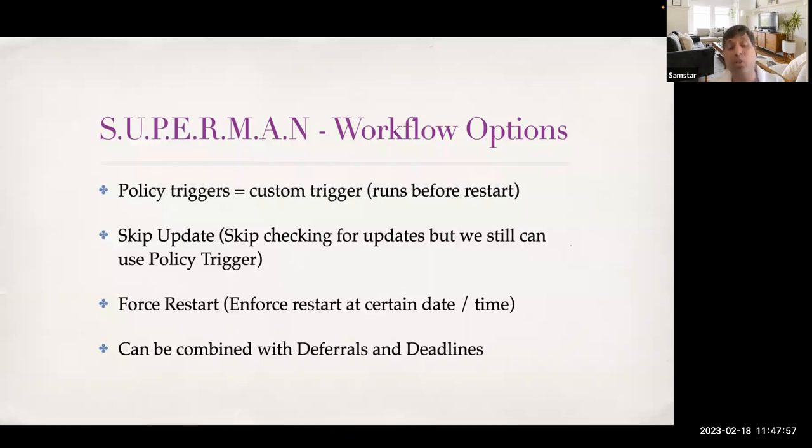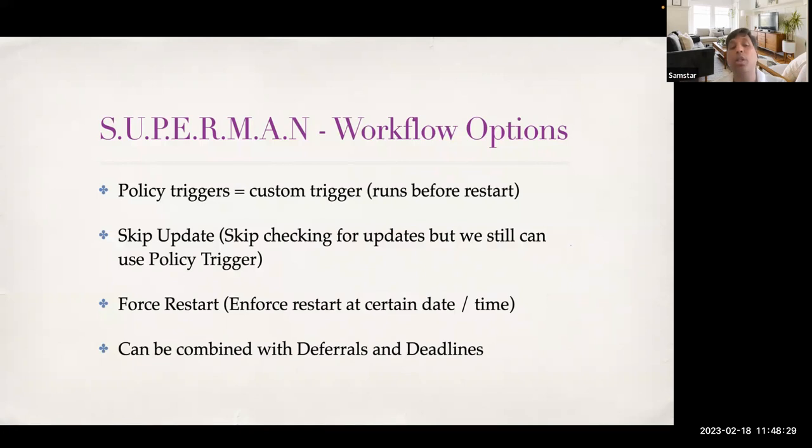There is also a logic to skip the update. When you say skip update, that means Super Man will not check for updates, and if it is not checking for updates, it will not download anything. If you are skipping the update, you can still use Super Man to run a custom policy. Maybe you have downloaded a software update in a PKG form; you can skip the update and call a policy to install the update, which is possible. It can be an application update as well.